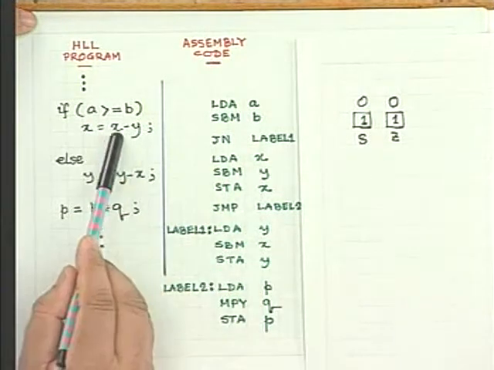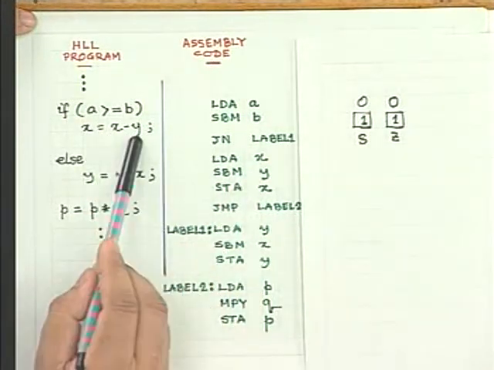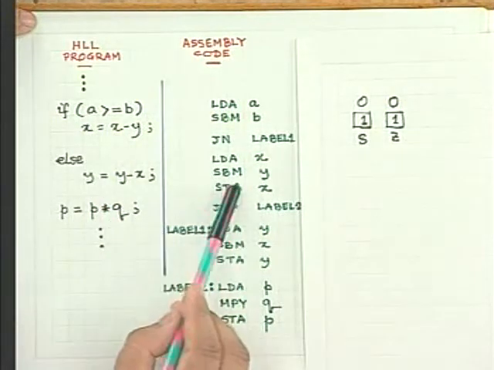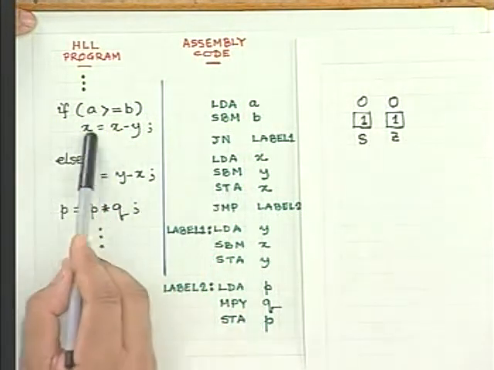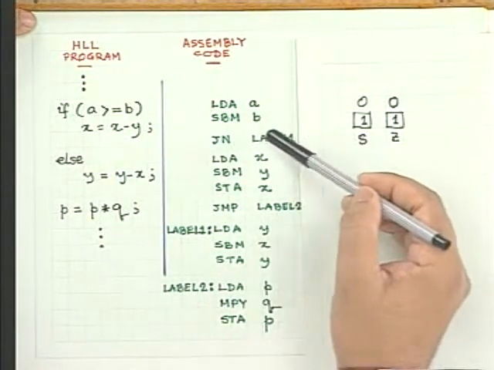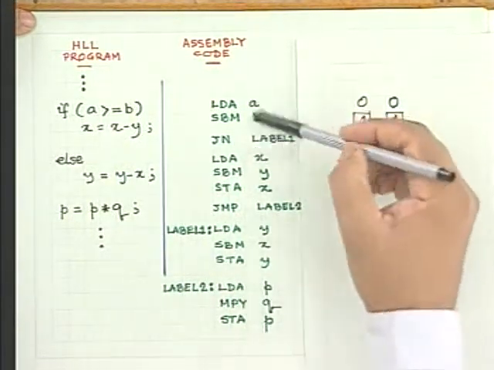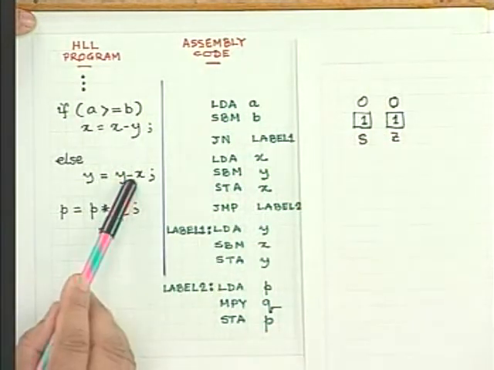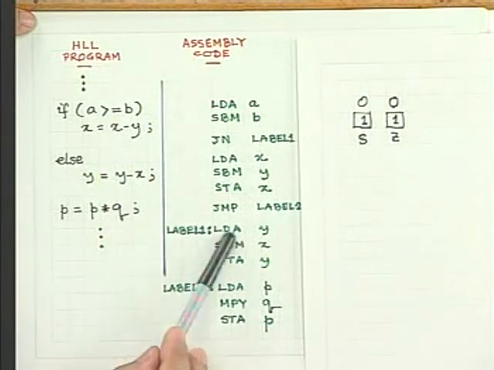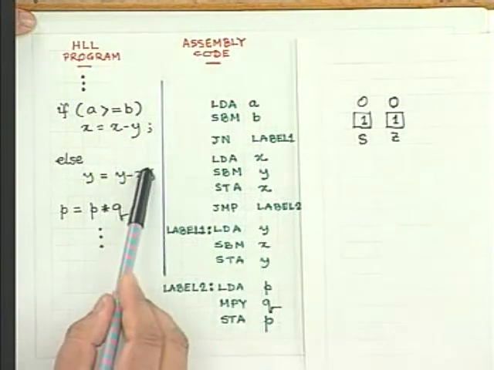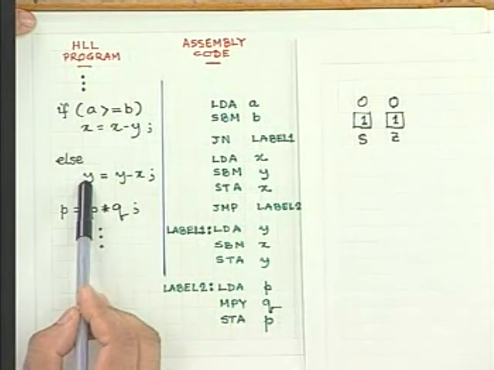Therefore, load accumulator X, subtract memory Y, and the result in the accumulator is stored into X. Else, that means jump on negative. If this result is negative, it comes over to here. It executes this instruction. That means load accumulator Y, subtract memory X, and then store accumulator into Y. That means this result is stored into Y.